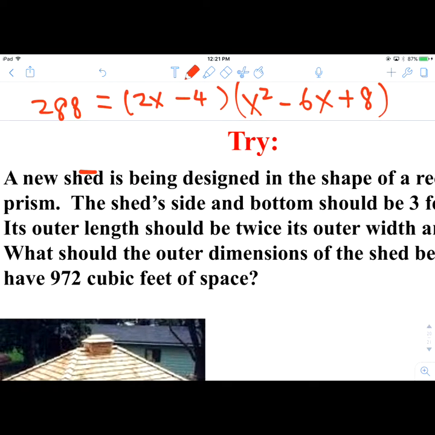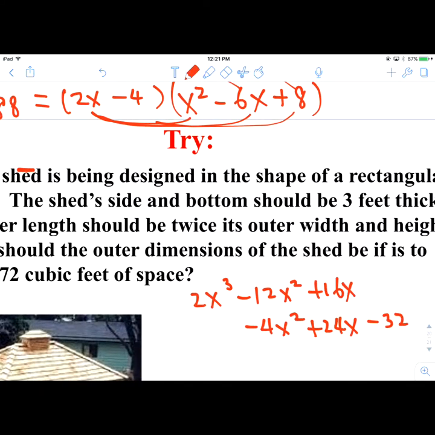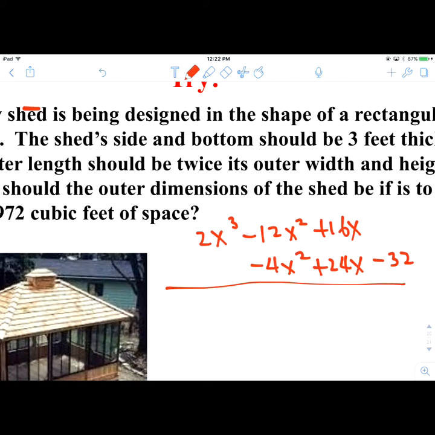Next, we're going to need to use superfoil to multiply the next two parentheses. So we got 2x squared, and I'm going to put it down here, 2x cubed. Multiplying the next term, we got a minus 12x squared, and then a plus 16x. Next, we're going to multiply the second term, so it's a minus 4x squared plus 24x, and then a minus 32. We're going to combine the like terms, so we'll have 2x cubed minus 16x squared plus 40x minus 32. And that is what we get on the right-hand side when we superfoil.